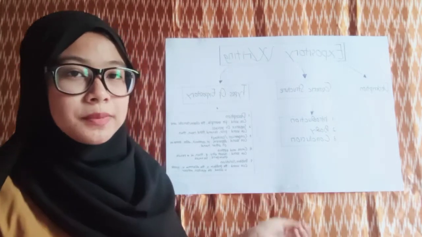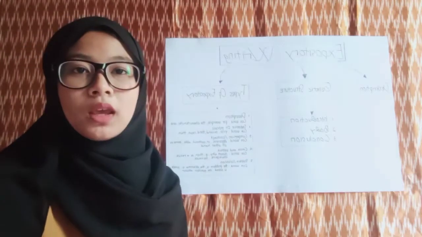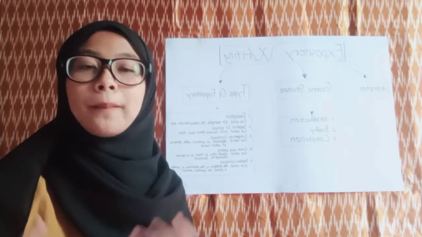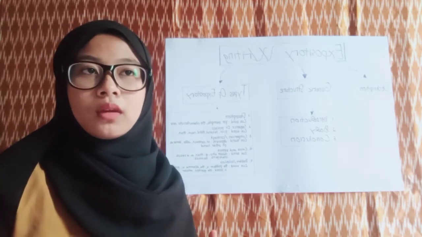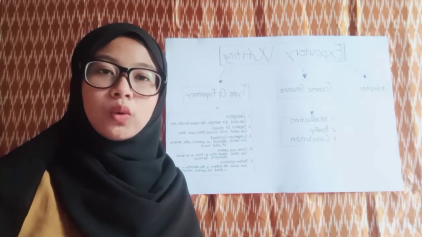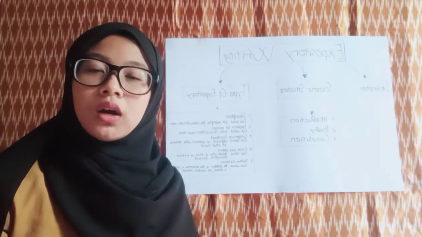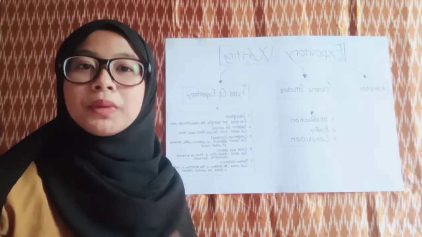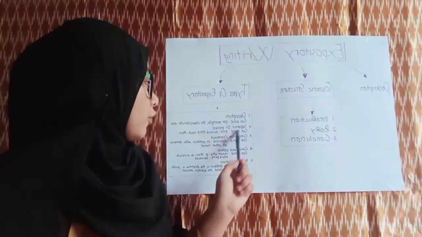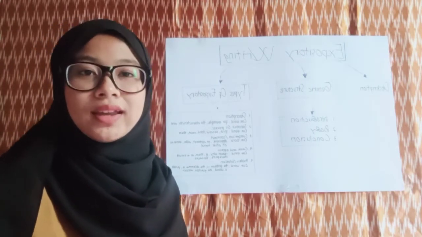And then the second type of expository writing is sequence or process. In sequence or process, we tell about what we need to complete a task or produce something. In other words, in sequence or process, we talk about how something can be done. The keywords for sequence or process are first, second, third, next, and we can use finally.